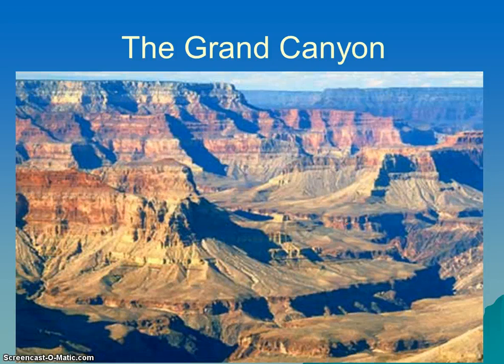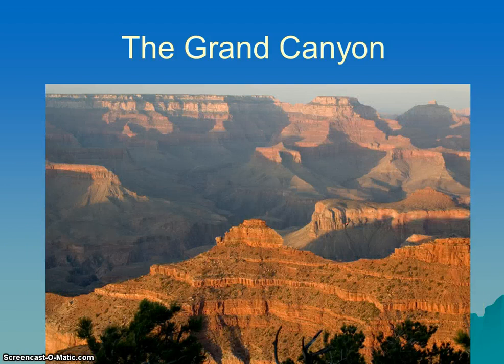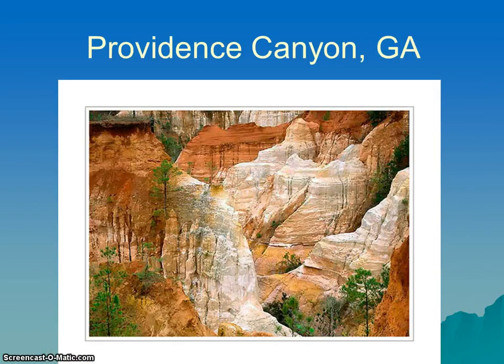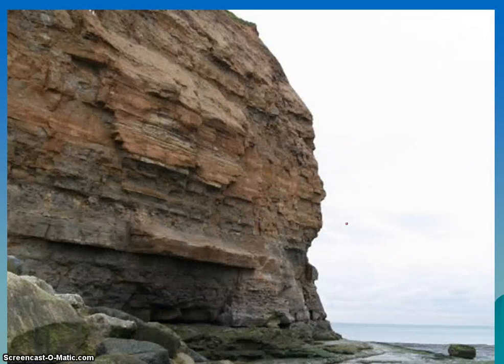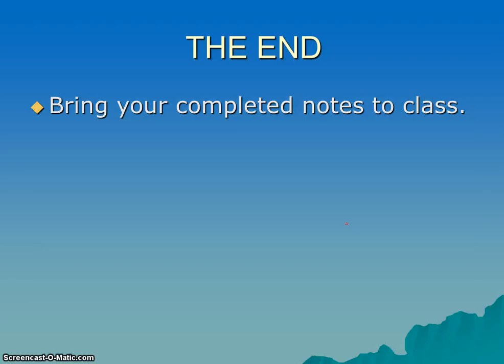The Grand Canyon, made of sedimentary rocks. Another view of the Grand Canyon. You can definitely see the strata there. In our own state of Georgia, we have the Little Grand Canyon, Providence Canyon. You can see the strata there. Cloudland Canyon in northwest Georgia. We have a lot of sedimentary rock in northwest Georgia with some fossils. Another good example of strata. And that ends our notes here, so please bring these completed notes to class.